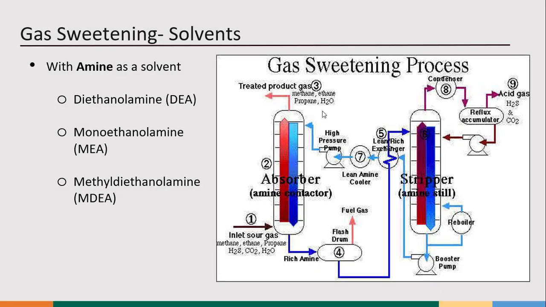So this is a typical gas sweetening unit, generic amine. Same like absorption and stripping. Absorption happens at high pressure, low temperature, and stripping happens at high temperature. That is achieved through the reboiler and lower pressures near atmospheric.